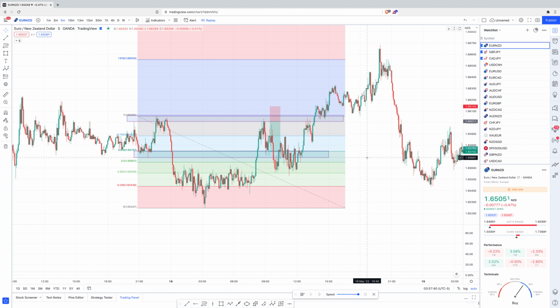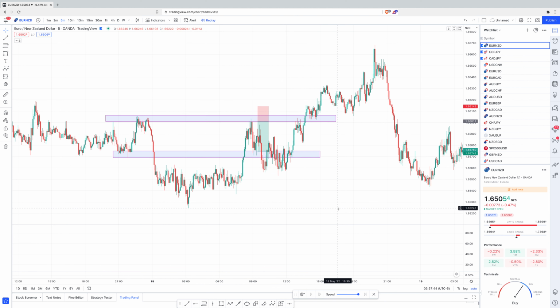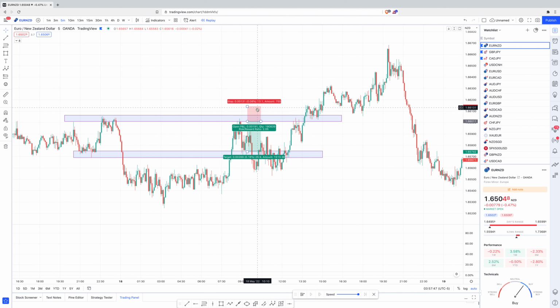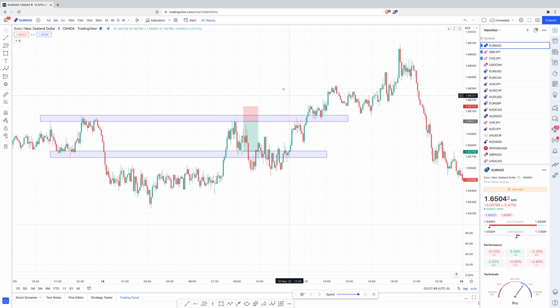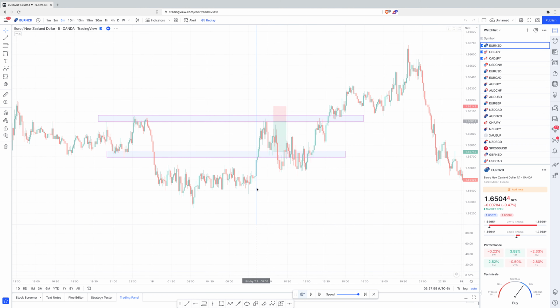So first trade we're going to look at is Euro NZD, and I'm going to delete all these drawings right here just to make things more clear for you guys while I'm breaking it down. Let's rewind it as well so you guys will understand my thought process through this entire trade.